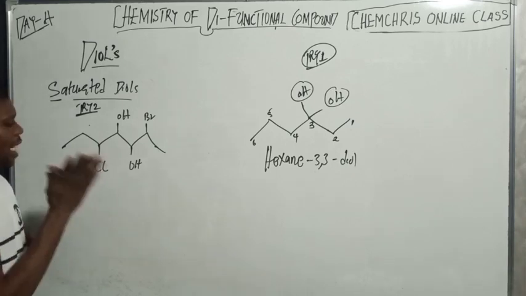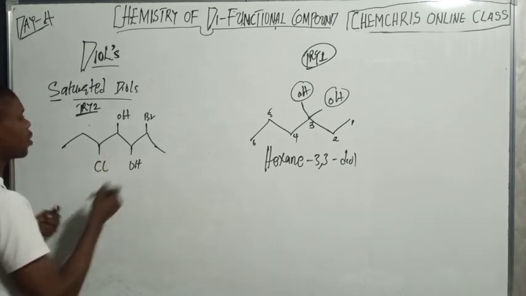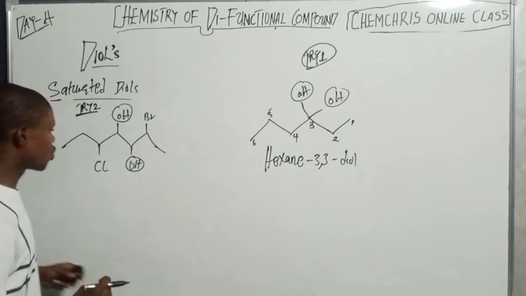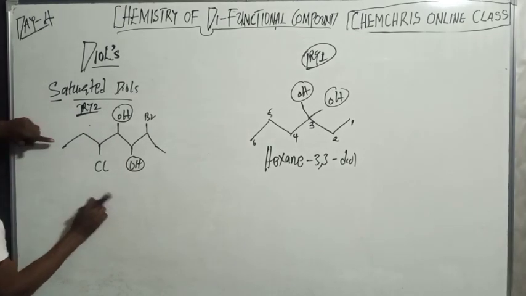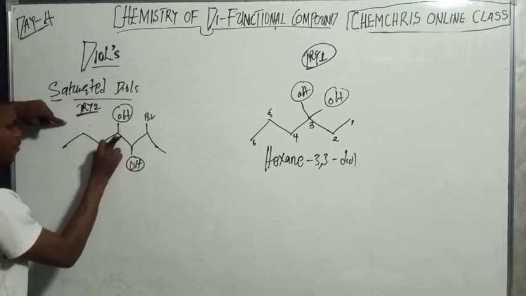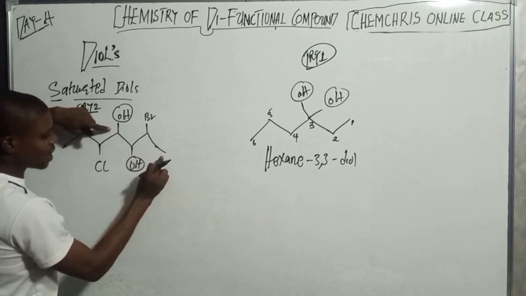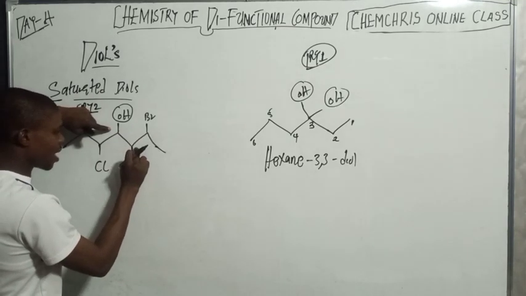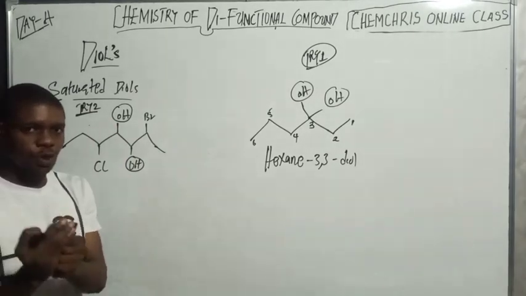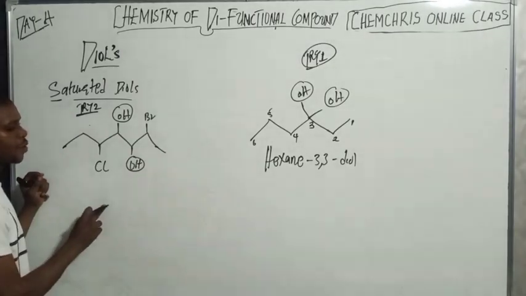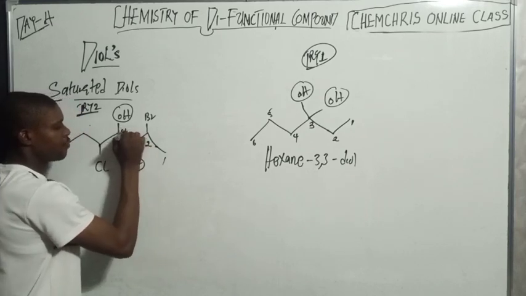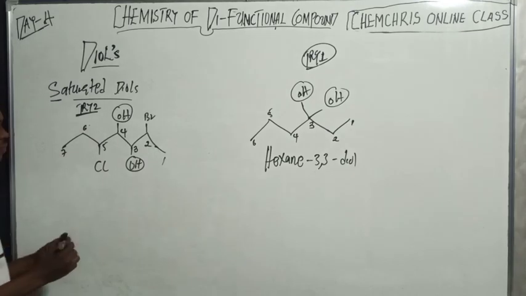So now, in order to name this, our focus will be on the OH. The OH must have the lowest possible number. So what is the position of these two OH? When I start from here, 1, 2, 3, 4, 5, I have position 4 and position 5. When I start from here, 1, 2, 3, 4, I have position 3 and position 4. So the two OH must have the lowest possible number. So it's going to be 1, 2, 3, 4, 5, 6, and 7, right?